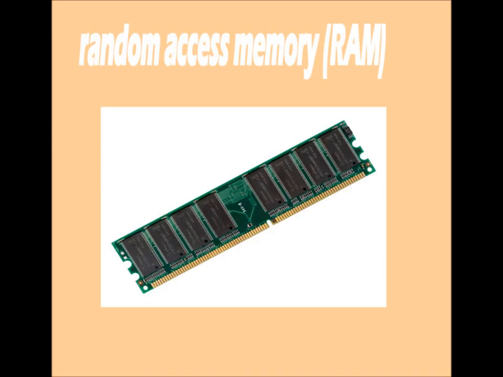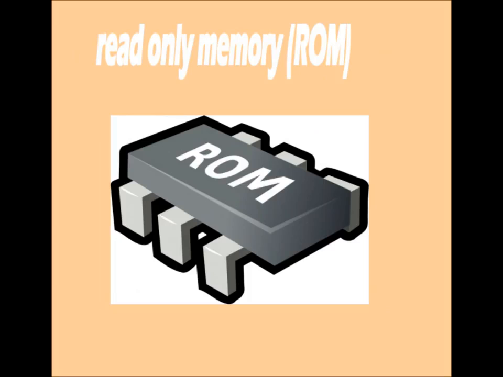Random access memory, RAM. The data is temporarily stored when running applications. This memory can be written to and read from. Since its contents are lost when power to the computer is turned off, it is often referred to as volatile or a temporary memory.